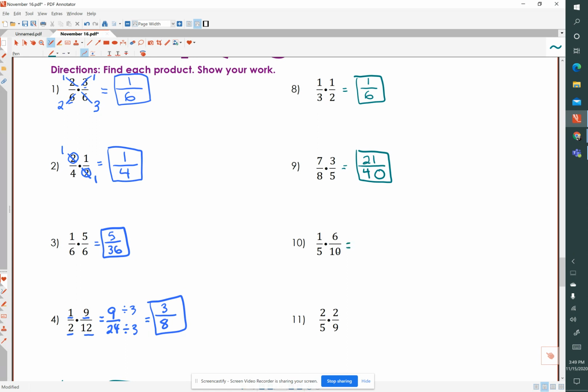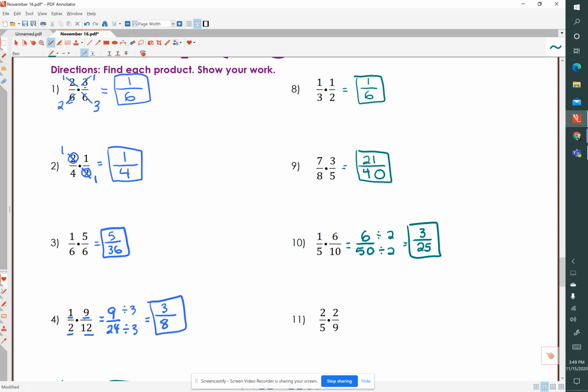There's no simplification between the 1 and the 10 and the 5 and the 6, so we'll go to step 2, which is to multiply across. 1 times 6 is 6. 5 times 10 is 50, and both these numbers are divisible by 2. 6 divided by 2 is 3. 50 divided by 2 is 25.